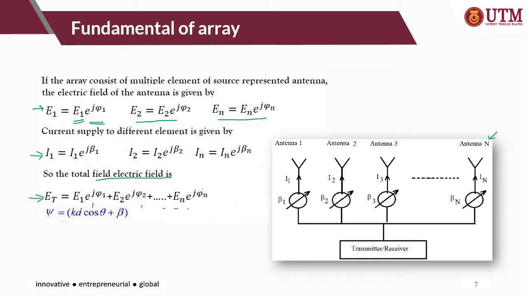And the psi here is given as kd cos theta plus beta. So k is the wave number, k equal to 2 pi over lambda. d is the separation distance between each element, and beta is the excitation phase difference between the elements.